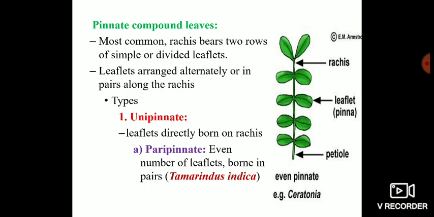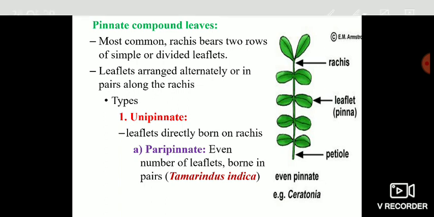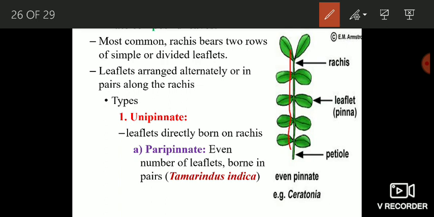Pinnately compound leaves, which are the most common type of leaves found in the majority of angiosperms, bear a rachis, and this rachis bears two rows of simple or divided leaves. Here you can see this is the rachis, and it bears two rows of leaves, one on this side, one on this side, and here these leaves are undivided. They have not divided further, but in some other types they go on to further division, which we will see in the next slide.